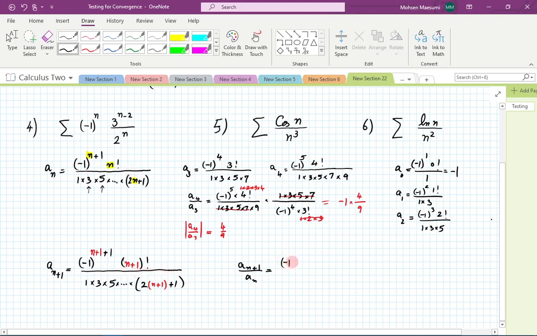So minus 1 to power of n plus 2, n plus 1 factorial over 1, 3, 5, all the way to, simplify this, 2n plus 3. Dividing by this means multiplying by reciprocal, so that's 1, 3, 5, 2n plus 1 over minus 1 to power of n plus 1 times n factorial.